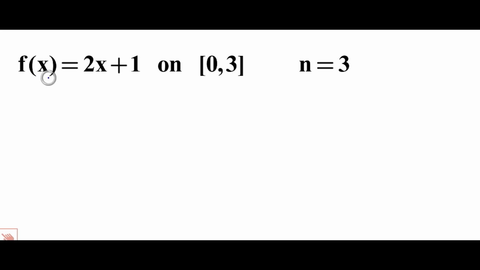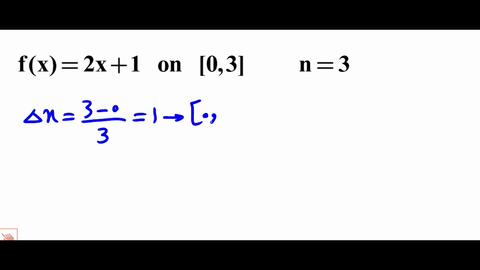For example, if f of x equals 2x plus 1 on the closed interval 0 to 3, let n equals 3. Since f of x is increasing, the lower sum uses the left endpoints and the upper sum uses the right endpoints, right? So delta x equals (b minus a) over n, which is (3 minus 0) over 3, equals 1.